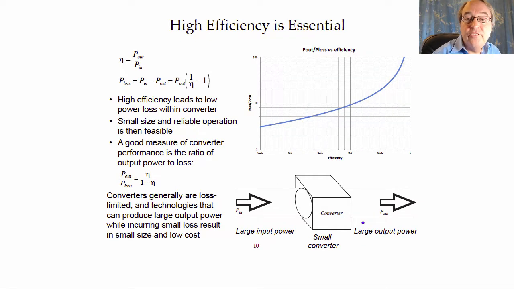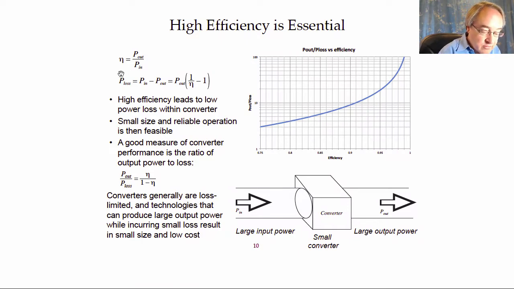High efficiency is essential in any application that involves very much power. We want high efficiency nowadays, of course, because we want to conserve energy, but in addition to that, it's simply not possible and not economically feasible to process large amounts of power with low efficiency, because our converter will not be able to handle the heat from the power lost.